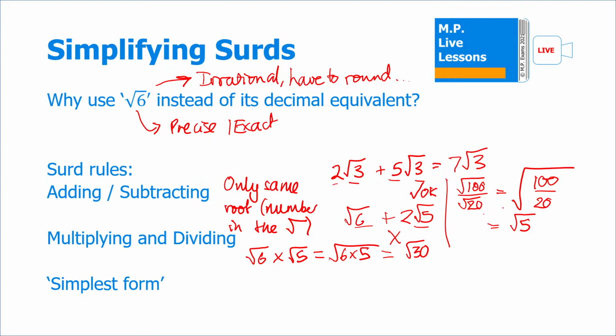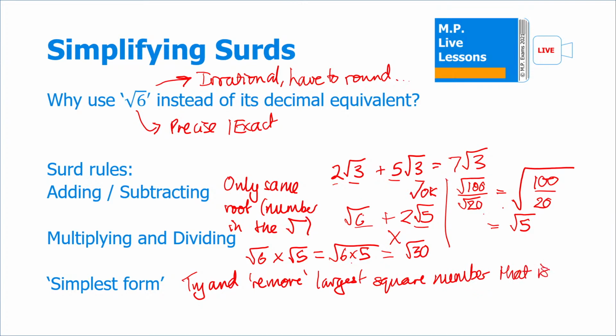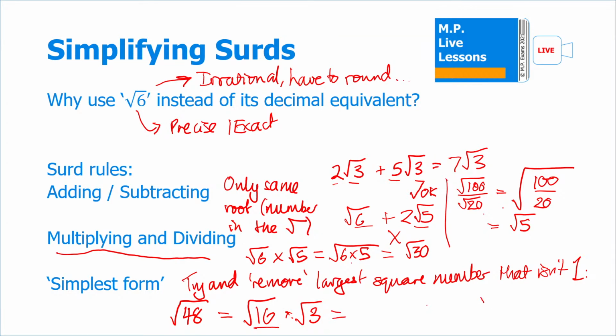And the simplest form is where we try and get the surd to the point where we can't get any square numbers in. For example, let's say we have the square root of 48. The largest square number that goes into this is 16. And using this multiplying dividing rule, this can be made up of root 16 times root 3. And this square number inside will go to a whole number. So the root of 16 is 4. So we get 4 times root 3.